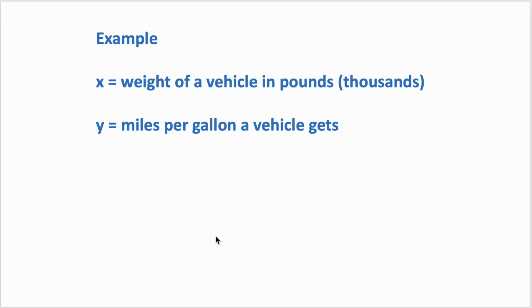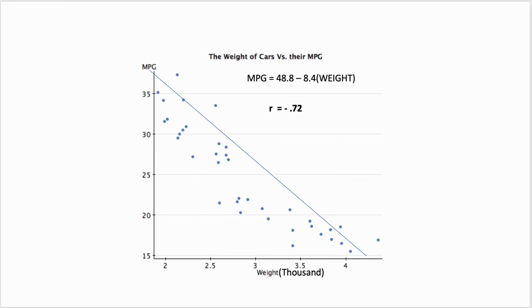So I want to present you with an example. The first example is going to be X is the weight of a vehicle in thousands of pounds, and Y is the miles per gallon. So here we have the scatter graph. Sure enough, the more a vehicle weighs, the less miles per gallon it's going to get. The correlation coefficient for that is a negative 0.72. It's negative because it's a downward trend.